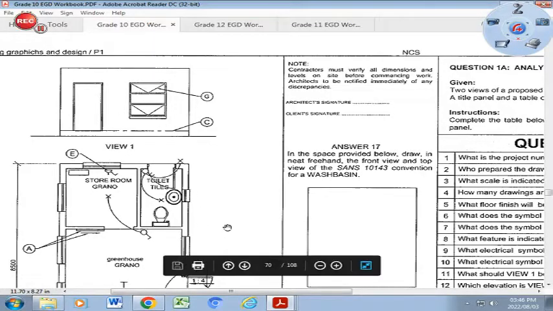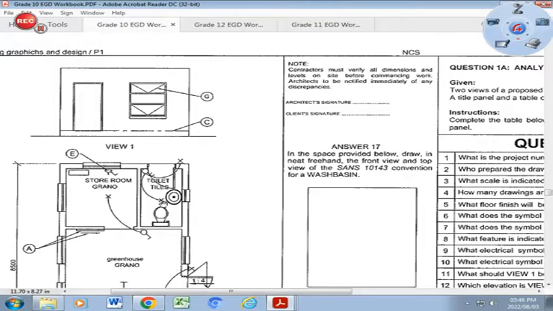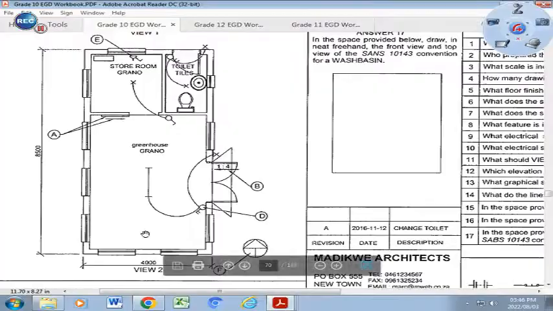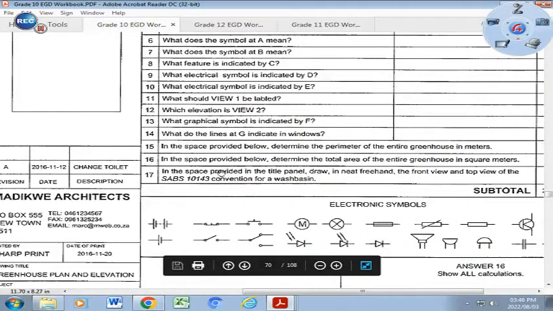So that means that view 1 will be called your north elevation, meaning that it is on this side and the arrow points to this side, which classifies that to be your north elevation. And of course, if you look at view 2, you will find that view 2 is going to be the floor plan. Let's go to the next number.